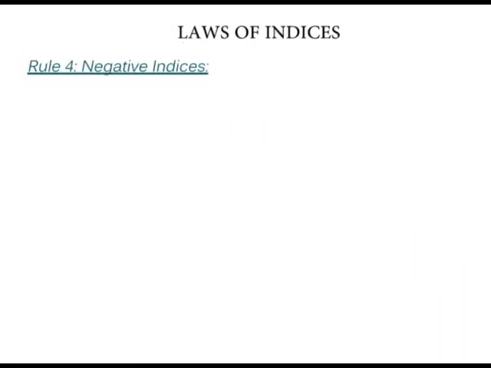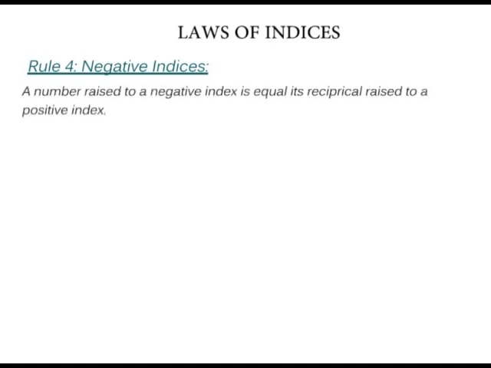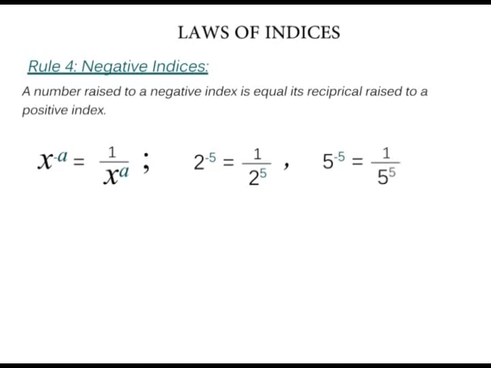Rule number 4, negative indices. A number raised to a negative index is equal to the reciprocal of that number raised to the positive power of the same index. That is, x raised to power negative a is equal to 1 over x raised to power a. That means that 2 raised to power negative 5 is equal to 1 over 2 raised to power 5. 5 raised to power negative 5 is equal to 1 over 5 raised to power 5.